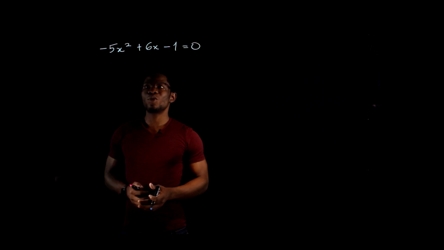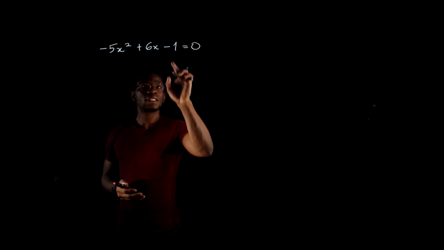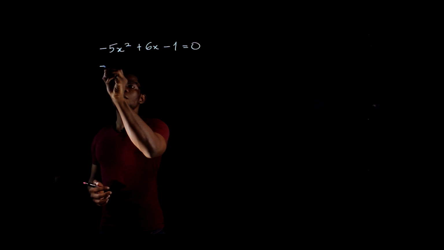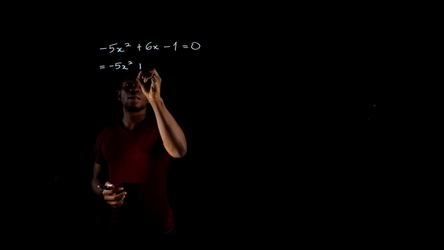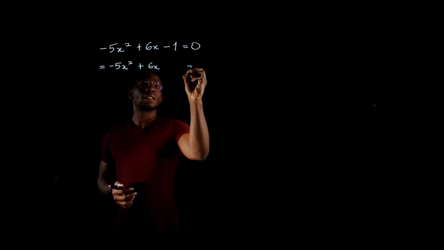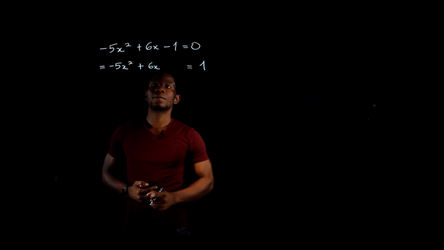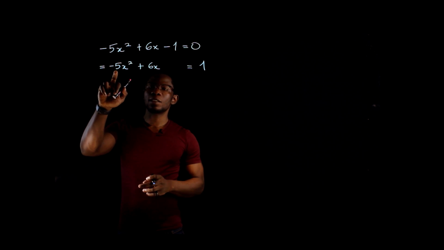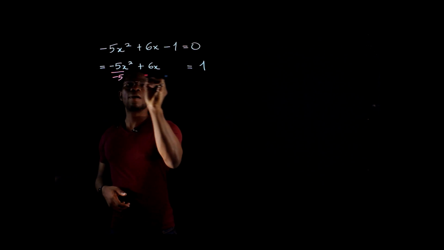So this is another example where the coefficient of x squared is also not equal to 1. And we solve it like we solved the last one. So the first thing is to move minus 1 to this side of the equation. So our equation becomes minus 5x squared plus 6x equals, if we add 1 to both sides of our equation, we have plus 1 on this side. Now the next step is to make sure that the coefficient of x squared here is equal to 1. And we do that by dividing through by minus 5.